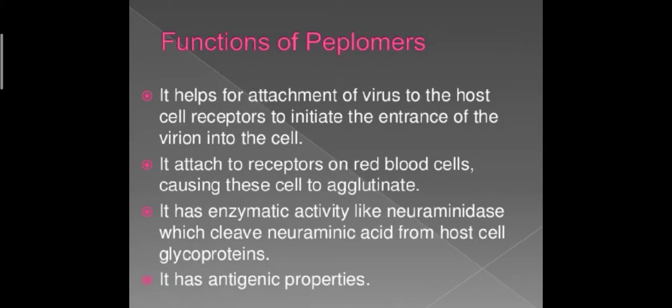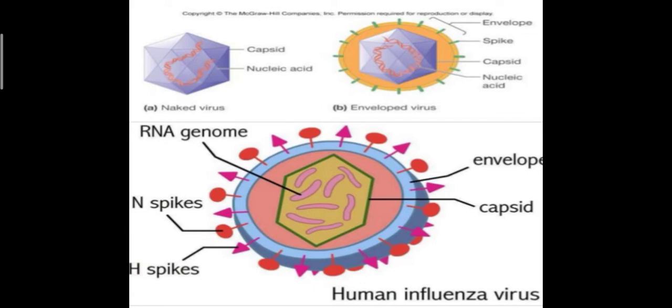The functions of peplomers: it helps to attach to the host cell for entrance into the particular cell. It attaches to the particular receptor, for example, on the red blood cells, causing these cells to agglutinate. It also has enzymatic activity like neuraminidase, which cleaves neuraminic acid from the host cell glycoproteins. And it also has antigenic properties. Peplomers, very important. See, here the peplomer, the spike shapes, the end spikes you are observing, right? End spikes, head spikes.